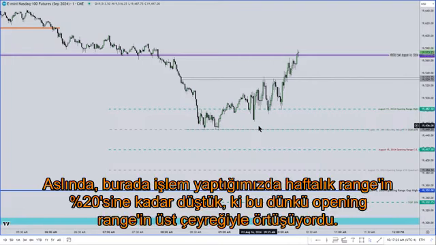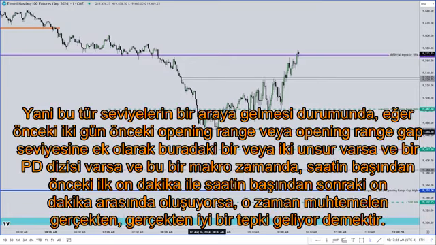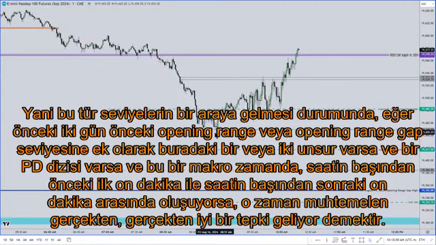We did, in fact, trade down to 20% of the weekly range when we traded here, which overlapped with the upper quadrant of yesterday's opening range. So when there's a confluence of those types of levels, say you have the opening range or opening range gap level from two days ago, in addition to one or two of these elements here, and there's a PD array, and it's forming in a macro time, the first 10 minutes before the top of the hour to 10 minutes after, then you probably have a really, really good reaction coming.